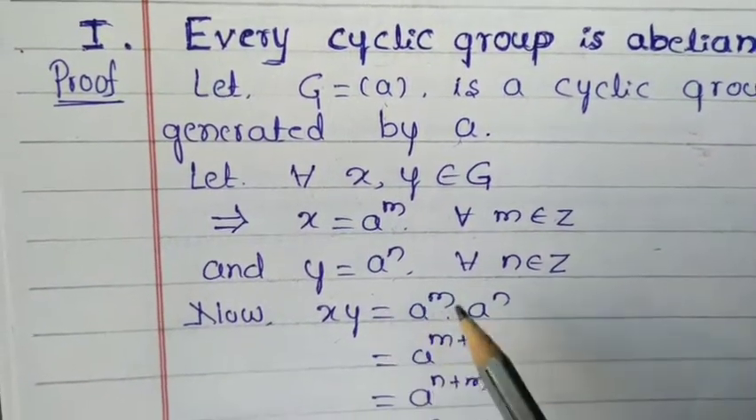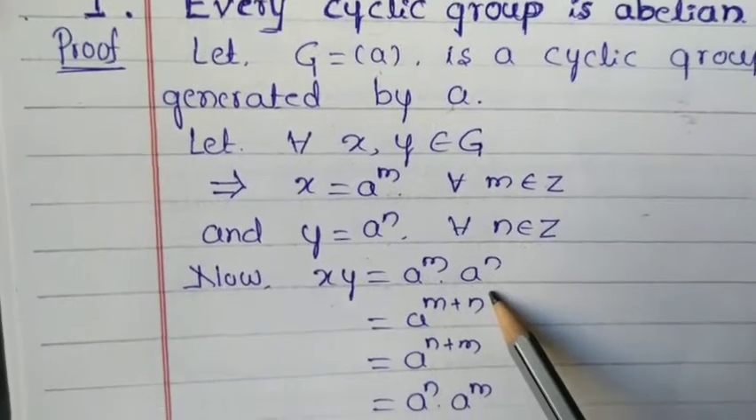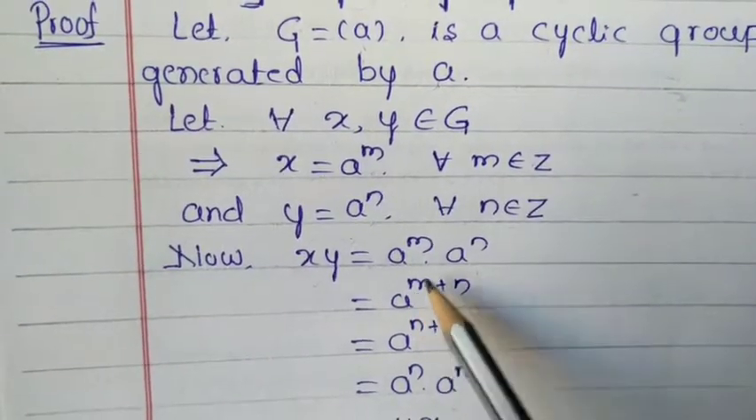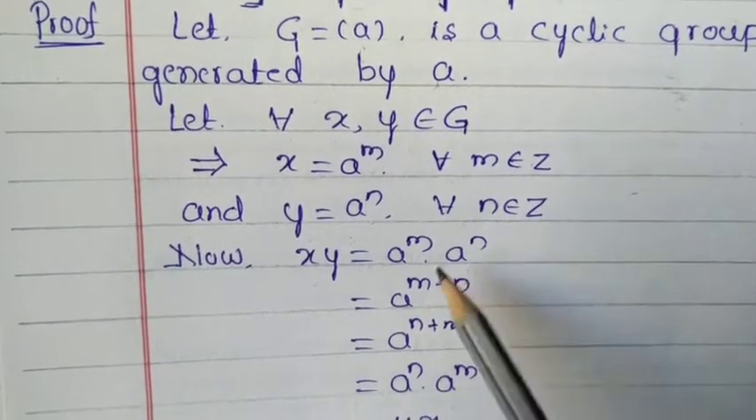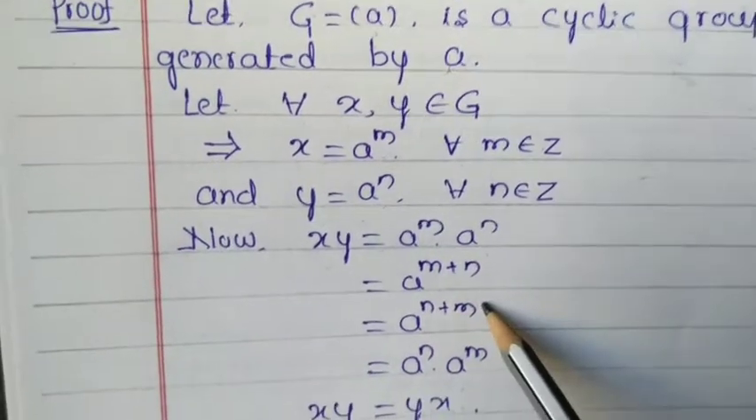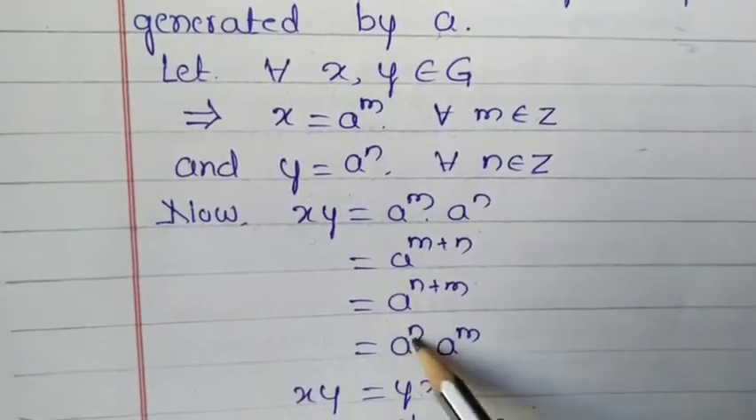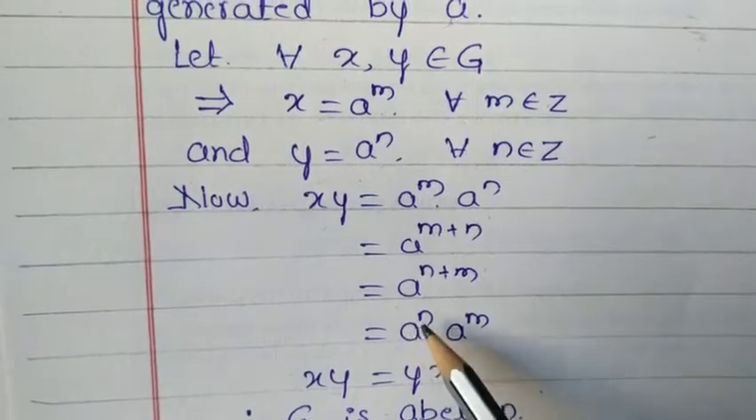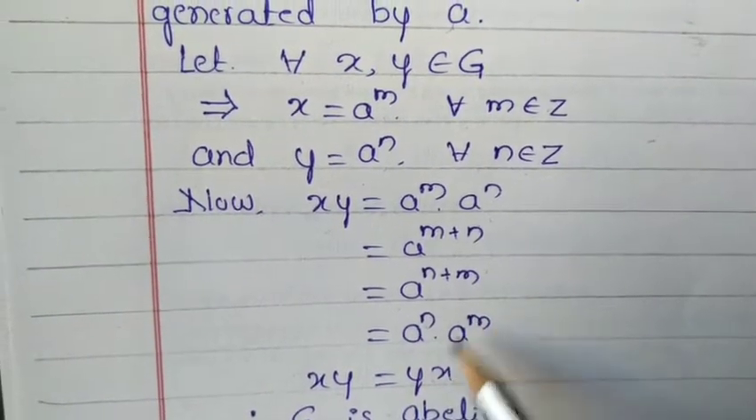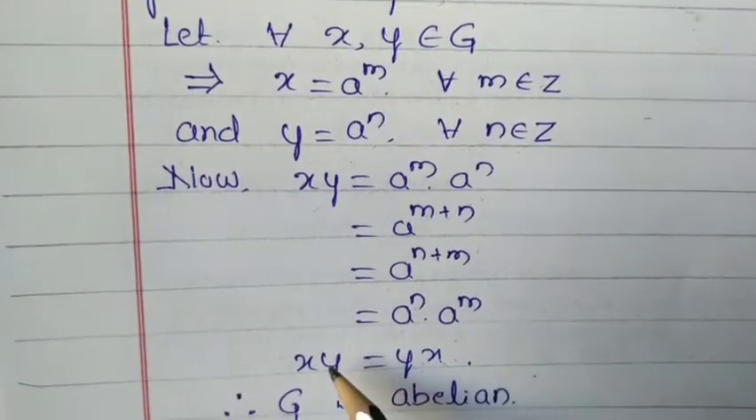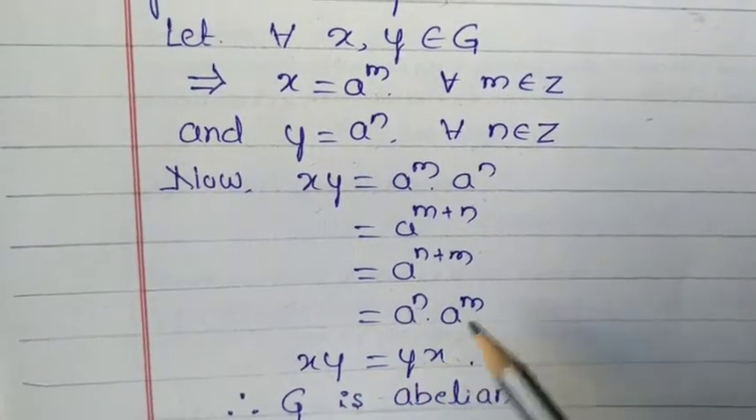X into y is nothing but a raised to m into a raised to n. By the law of indices, you can write this as a to the power m plus n. M plus n may be written as n plus m, and then can be split as a raised to n into a raised to m. Rewrite: a raised to n is y, a raised to m is x. Immediately what you get? X into y equal to y into x in G.